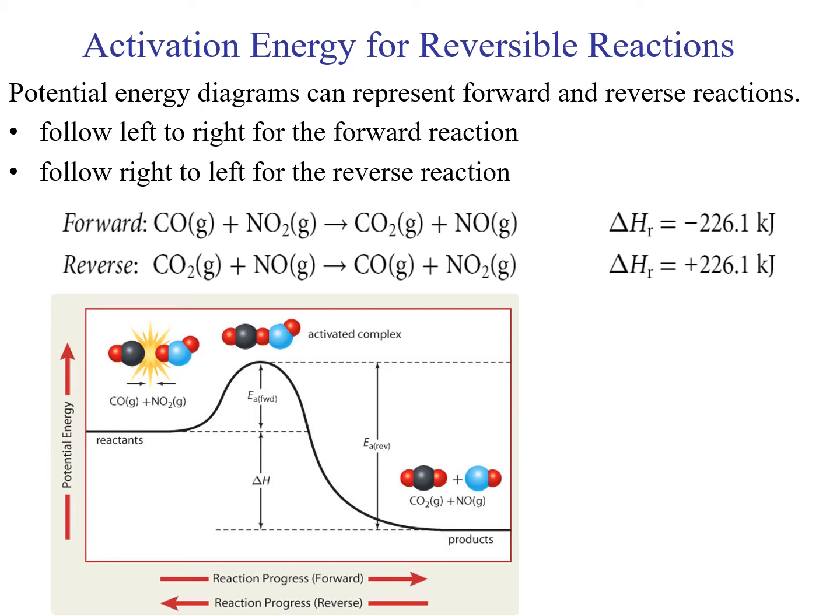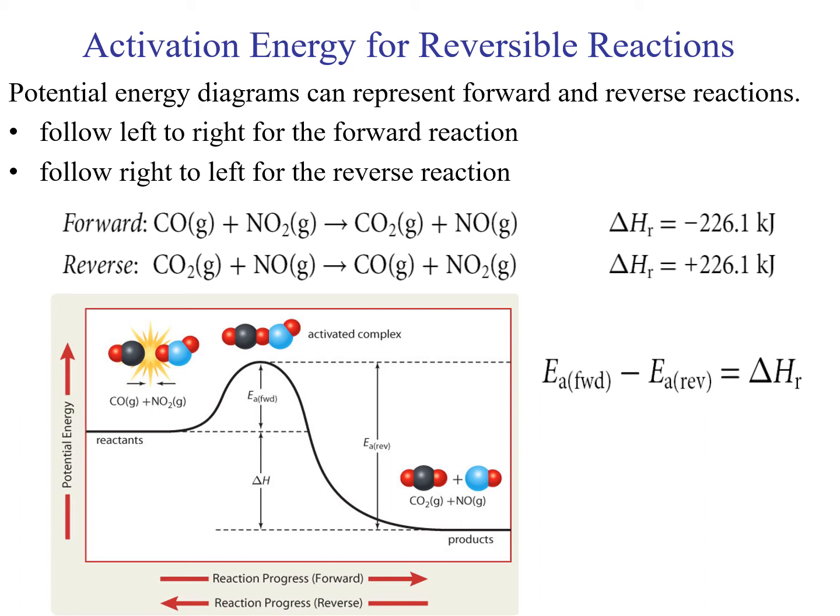In the reverse reaction, looking at the diagram from right to left, carbon dioxide and nitrogen monoxide react to form carbon monoxide and nitrogen dioxide. Change in enthalpy is positive 226.1 kilojoules, an endothermic reaction. The reverse activation energy of this reaction, denoted by E subscript A reverse in the diagram, is a difference in energy between the reactants, which are now carbon dioxide and nitrogen monoxide, and that of the activated complex at the top of the peak. Delta H of the reaction is related to both the forward activation energy and the reverse activation energy in the following way.